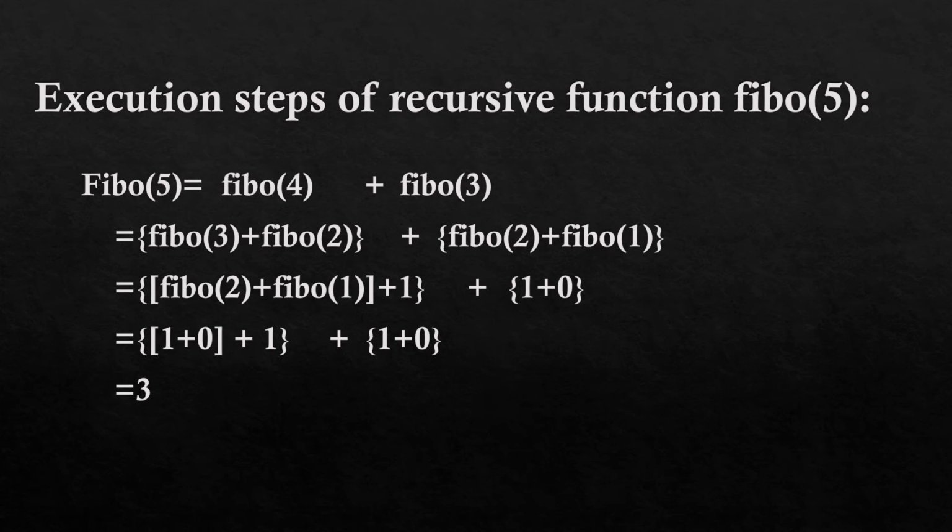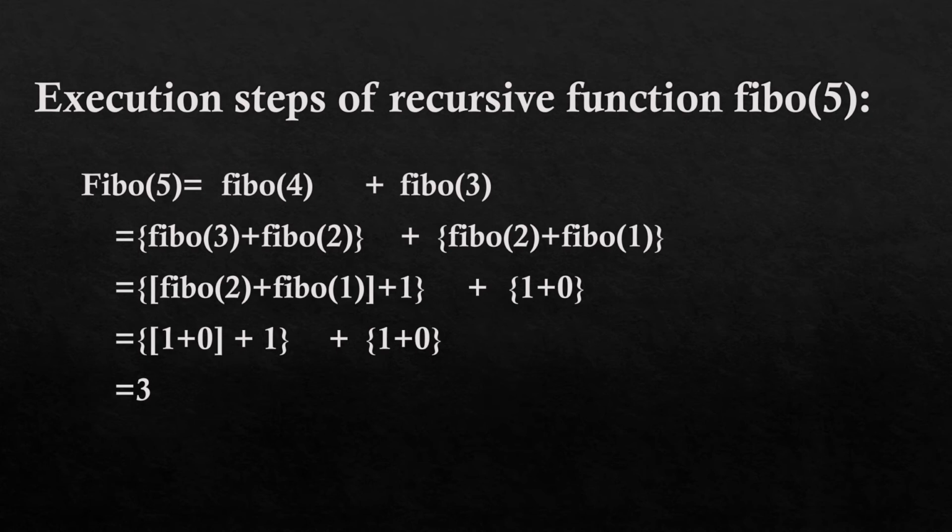Okay, now again, fib of 4 will be executing and it will call fib of 3 plus fib of 2. 4 minus 1 is 3, 4 minus 2 is 2. Again, fib of 3 will be fib of 2 plus fib of 1. 3 minus 1 is 2, 3 minus 2 is 1. Now again, fib of 3 will be fib of 2 plus fib of 1. And now fib of 2 will be 1 because our base condition is if number is 2, then it will return 1. So it is returning 1 there.